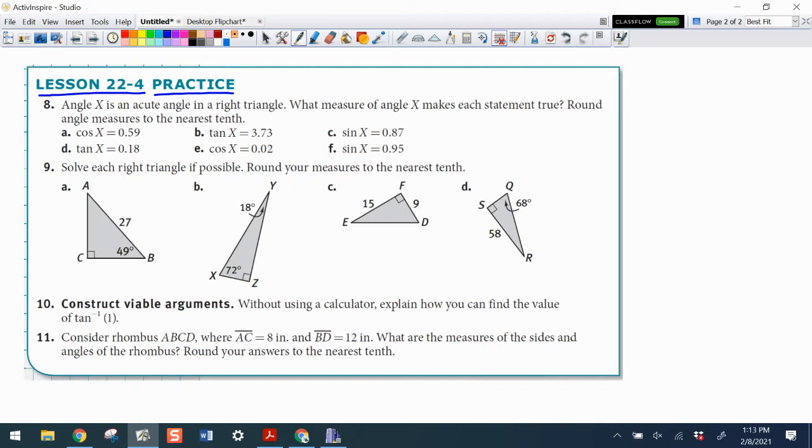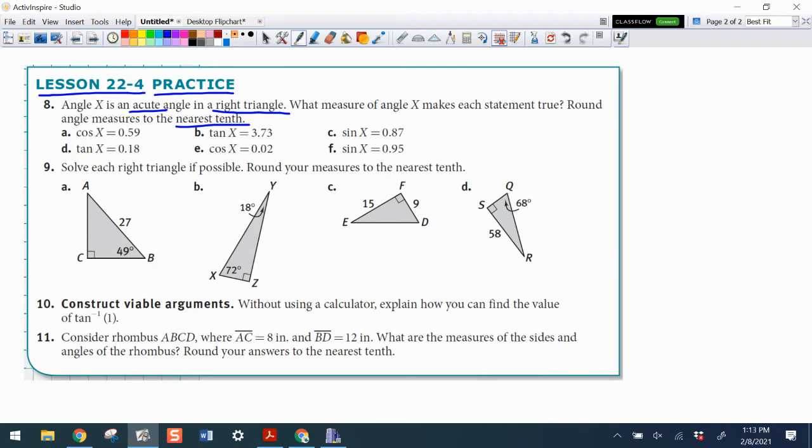Make sure you have your graphing calculator handy because we're definitely going to be utilizing that here. Or what I'm going to be doing for the most part is using Desmos. So it says in item 8, angle X is an acute angle in a right triangle. What measure of angle X makes each statement true? Round angle measures to the nearest tenth.